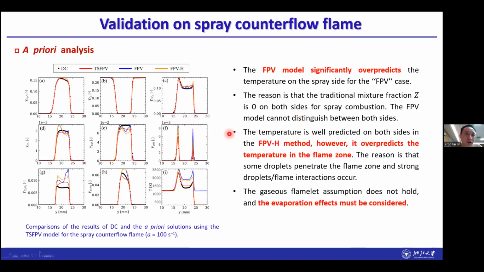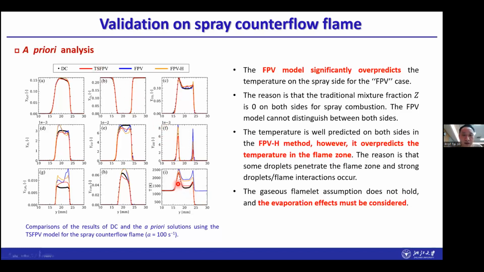So we did the Euler analysis, and here we compared with the original PV model and also the RP model, which considers the enthalpy correction. Looking at the temperature profile, the gaseous PV model cannot distinguish the spray side and the oxidizer side. So the temperature for the RP model is the same, because the mixture fraction for the two sides is 0. For the PVH model, the temperature for the spray side can be corrected. However, the temperature of the reaction zone is over-predicted.